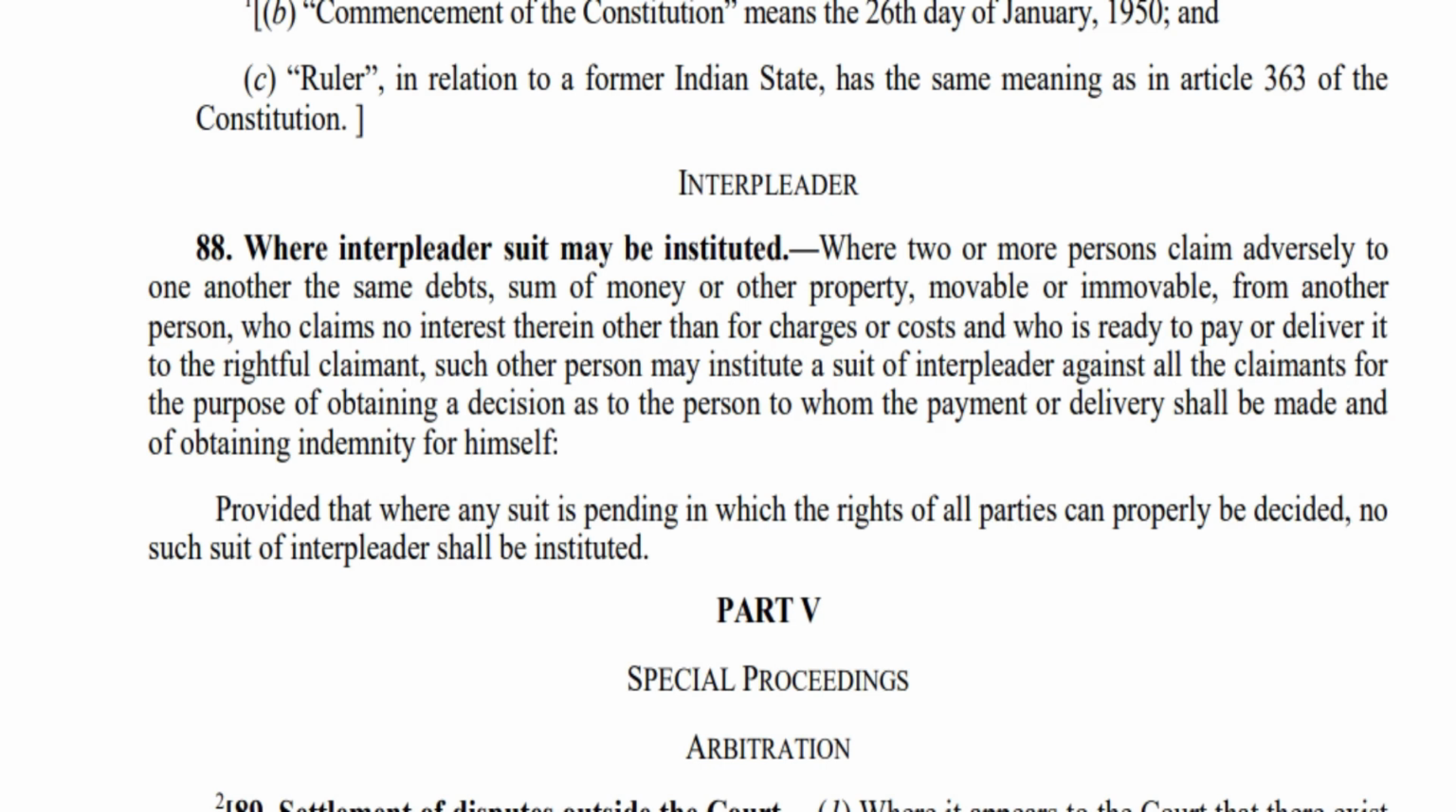This person can file an interpleader suit against all the claimants. In this example, we took just two claimants. There can be 10 claimants, there can be 12 claimants, there can be any number of claimants. This particular tenant should include all of them as defendants in the suit. Then, based on the decision, he can deliver the property or pay the money.